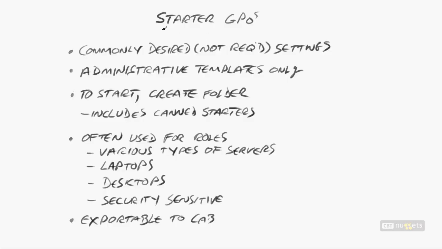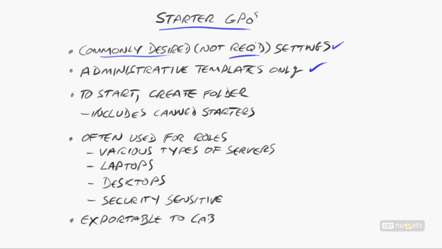Now let's also take a look at something called starter GPOs. These are very useful for commonly desired settings that we think other people in our organization, other administrators, might want to use. They're not necessarily required. We can create what we call a starter GPO with pre-configured or canned settings, so to speak, that we think other administrators will be interested in, but they can always reverse those settings or disable them if they want to. These are for administrative templates only. It's not for security settings, for example. It's not for preferences. It's only for the administrative templates under policies.